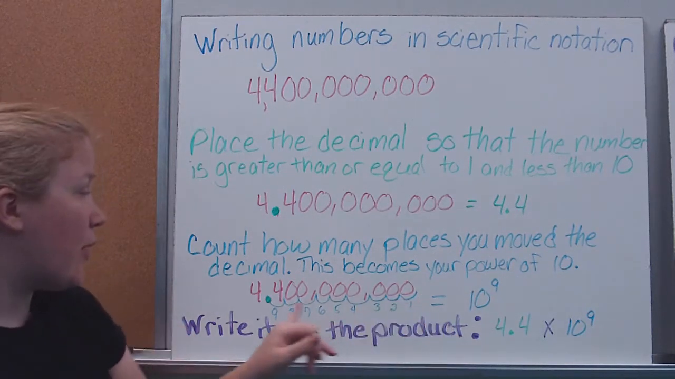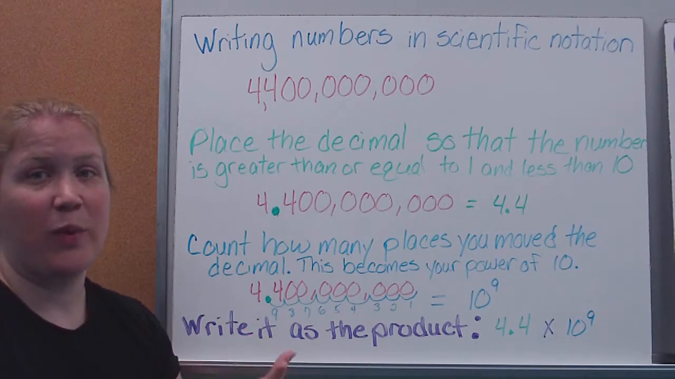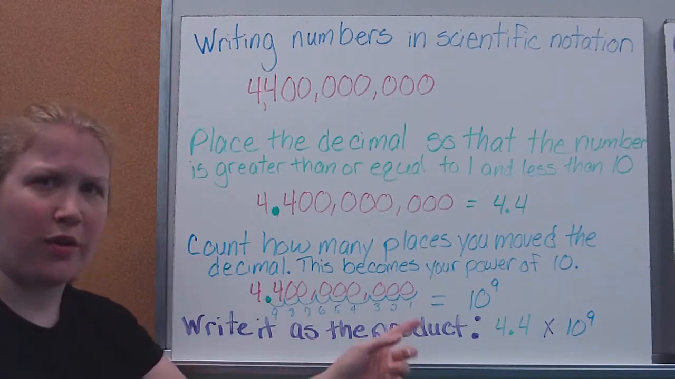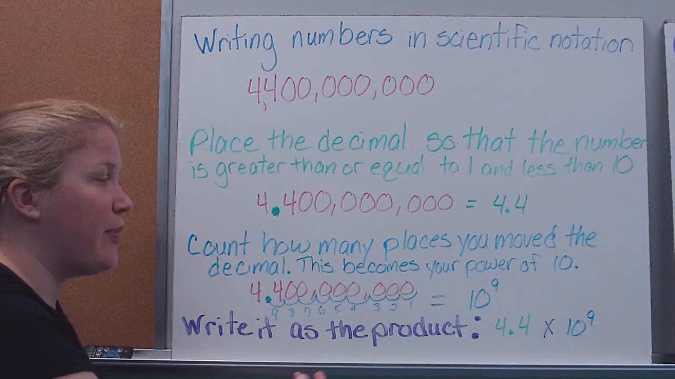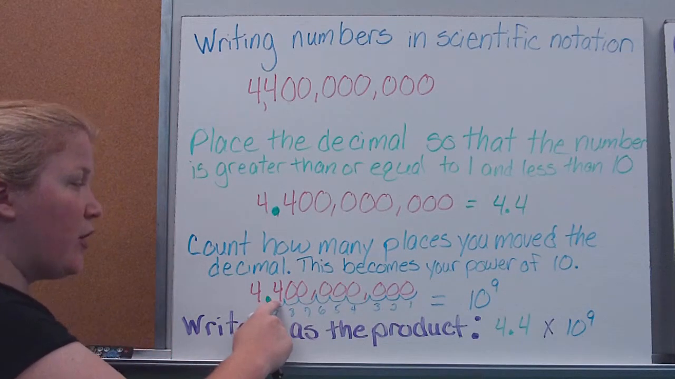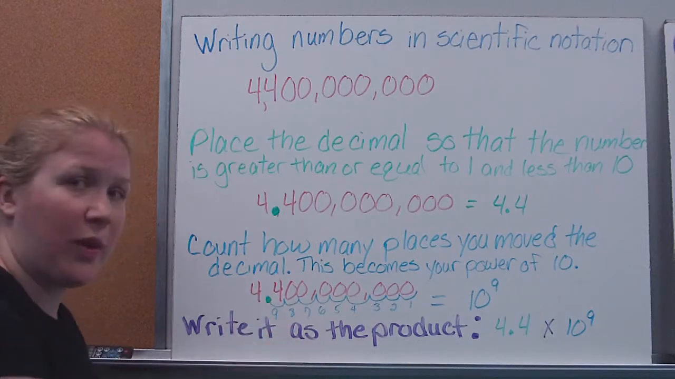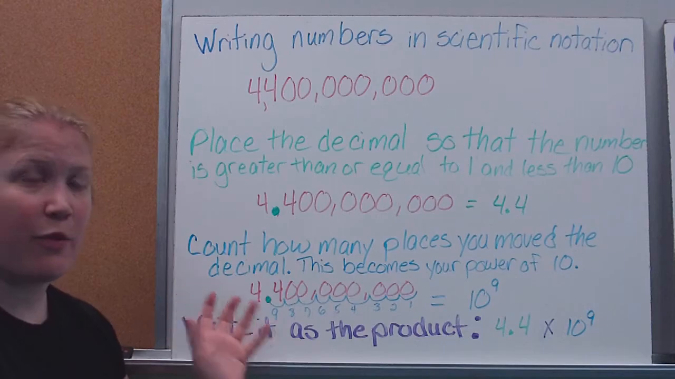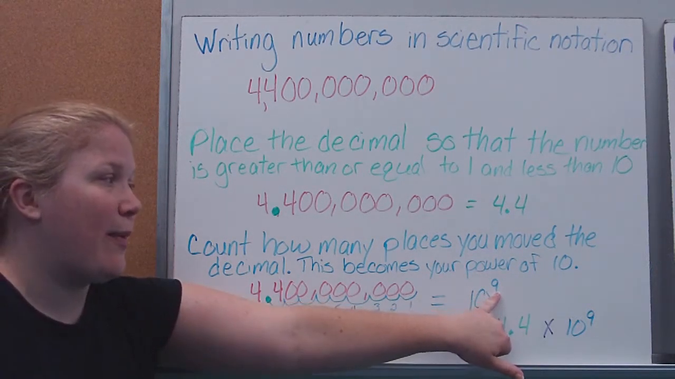So I said I want to move it to make this 4.4. So we need to count how many places we moved our decimal. And if you'll notice, I like to draw the little loops as I count. It helps me keep track here. I moved it 9 places. You count backwards. You'll notice I didn't just count the zeros because I moved the decimal here, so this 4 also counts. So don't just count zeros. That's not going to help you. You need to know how far I moved my decimal. I moved it 9 places, so that gives me my power of 10.